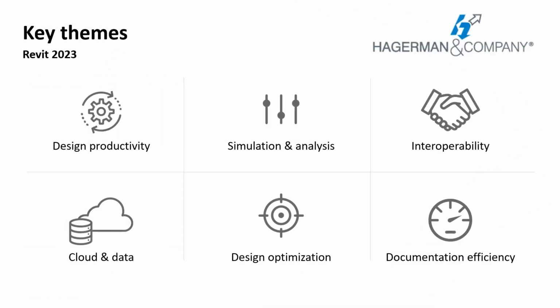Okay, so here we go. The new features in Revit 2023 fall under these 6 key themes. We've got design productivity, simulation and analysis, interoperability, cloud and data, design optimization, and documentation efficiency.